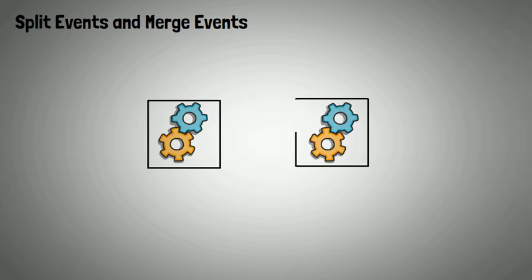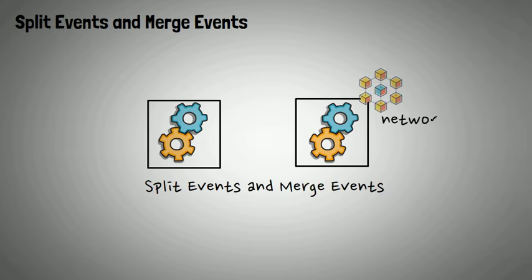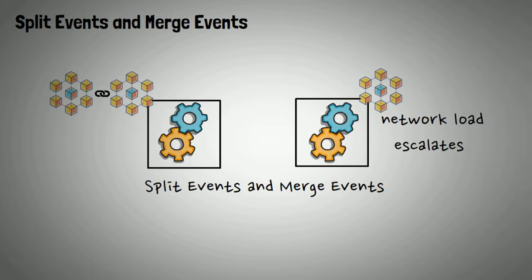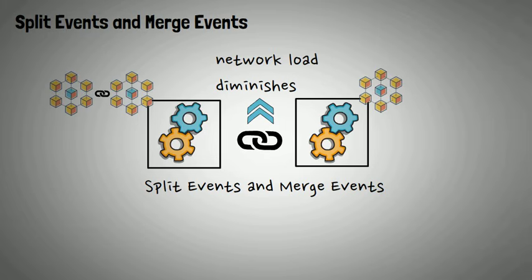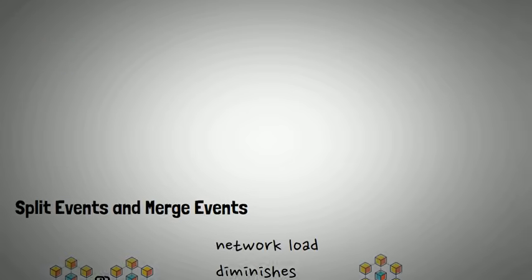Dynamic sharding hinges on two pivotal components: split events and merge events. A split event gets triggered when the network load escalates. The blockchain splits into smaller shard chains, each tackling a specific range of transactions, thereby increasing the network's capacity. On the flip side, a merge event occurs when the network load diminishes. The shard chains merge back, reducing redundancy and overhead, thus promoting overall efficiency.